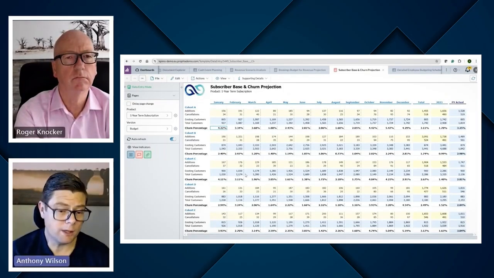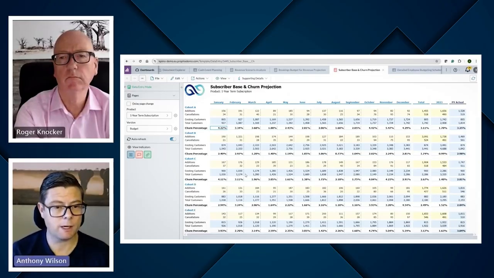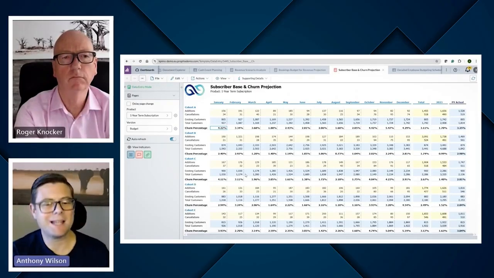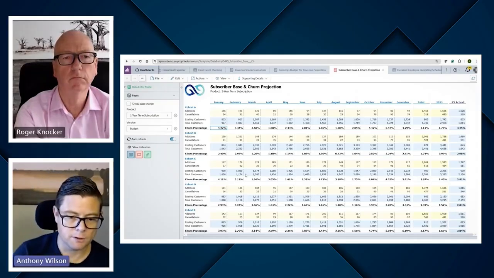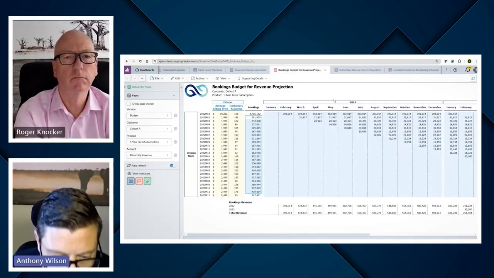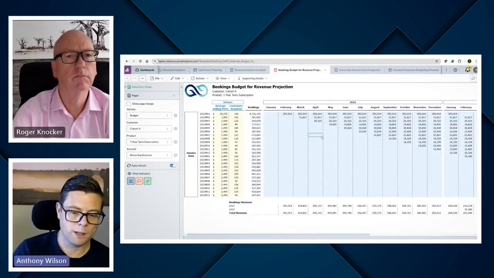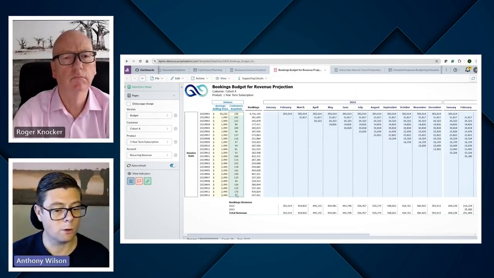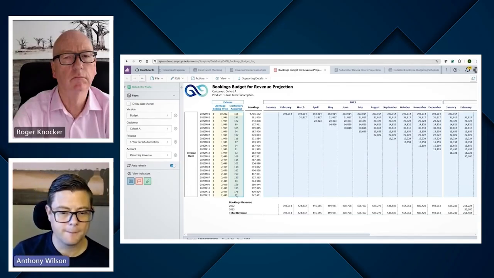What we then want to do is say, all right, great. We know what our customer base is looking like. How does that convert into revenue for my business? So if I jump across to my next template, what we can then do is say, right, we understand the number of new customers that we're acquiring. We've now modeled that in our previous screen.